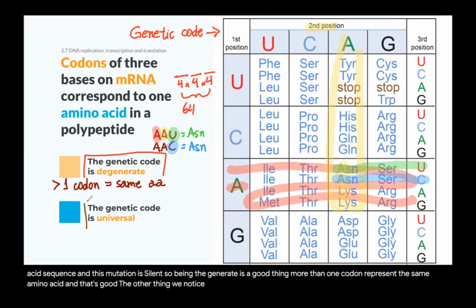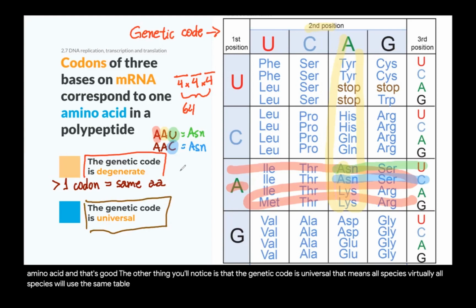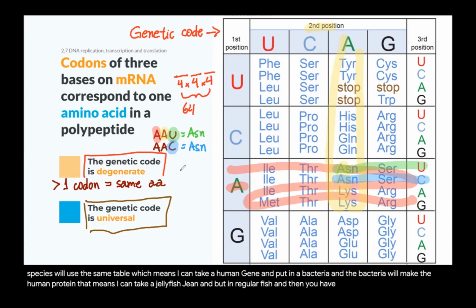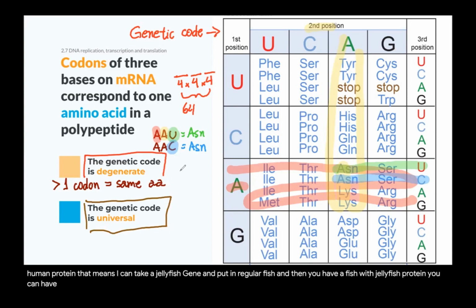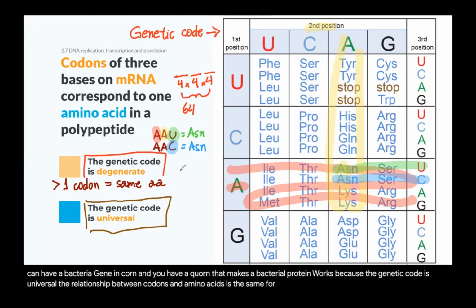The other thing we notice is that the genetic code is universal. That means virtually all species will use the same table, which means I can take a human gene and put it in a bacteria, and the bacteria will make the human protein. I can take a jellyfish gene and put it in a regular fish, and then you have a fish with jellyfish protein. You can have a bacteria gene in corn, and you have a corn that makes a bacterial protein. That works because the genetic code is universal. The relationship between codons and amino acids is the same for virtually all species.